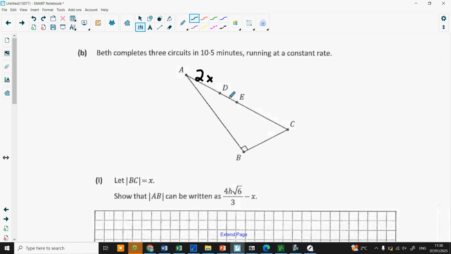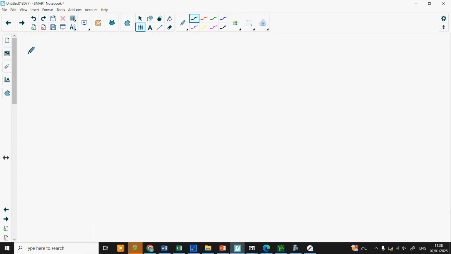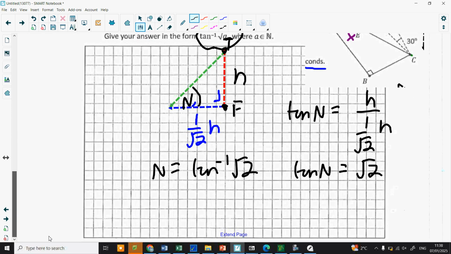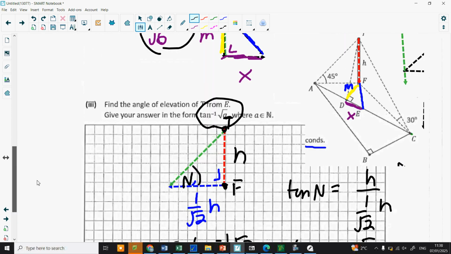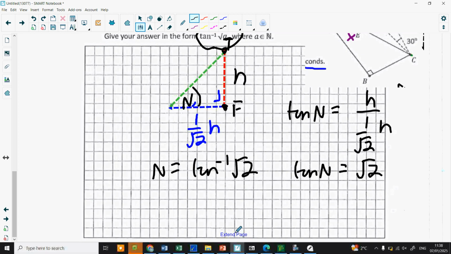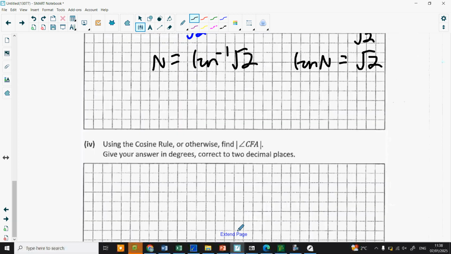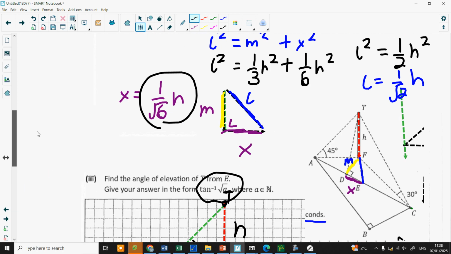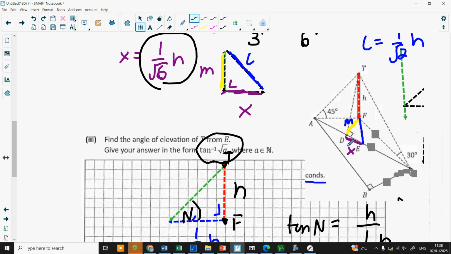Okay. Now, what did we say earlier? A to D is 2x. Is there part 3? Below it, using the cosine rule or otherwise. Oh, sorry. Too smart, trying to get away with it. Now, using the cosine rule or otherwise, find the angle CFA. Give your answer in degrees correct to 2 decimal places.